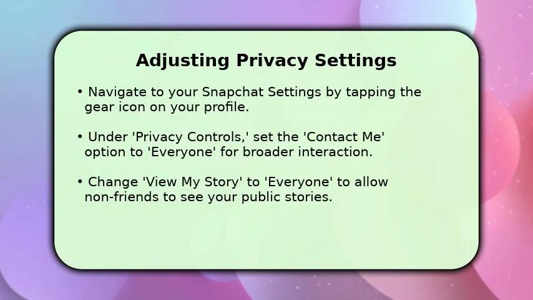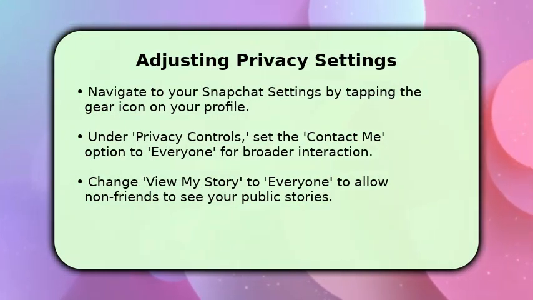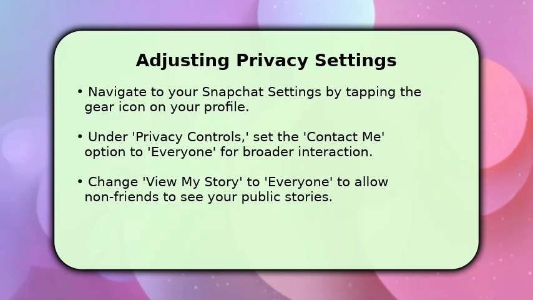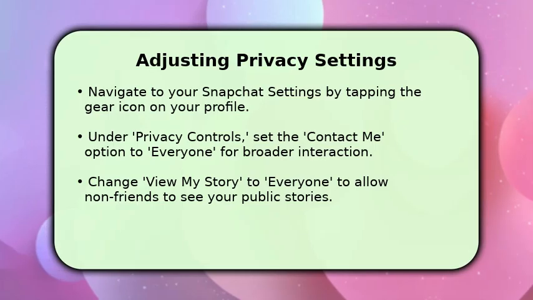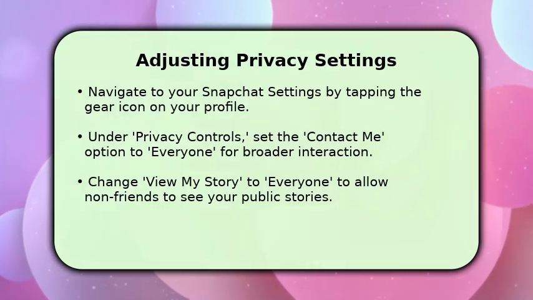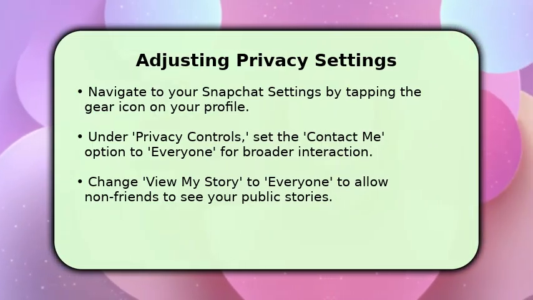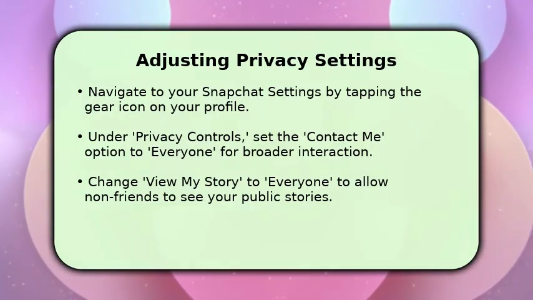To maximize the visibility of your public content, you'll need to adjust some privacy settings. From your profile, tap the gear icon in the top right corner to open settings. Scroll down to the privacy controls section. Here, ensure that Contact Me is set to everyone so more users can interact with you. Also, change View My Story to everyone to ensure your public stories reach a wider audience.